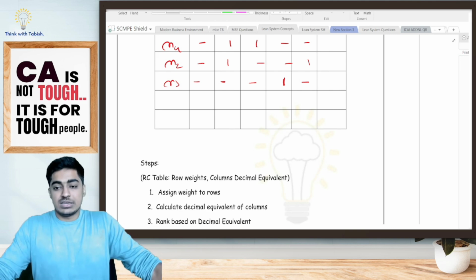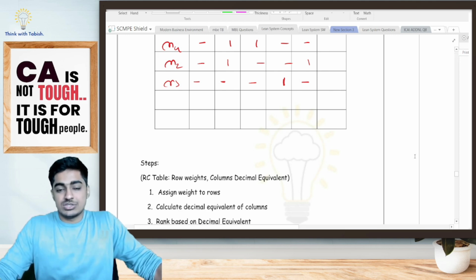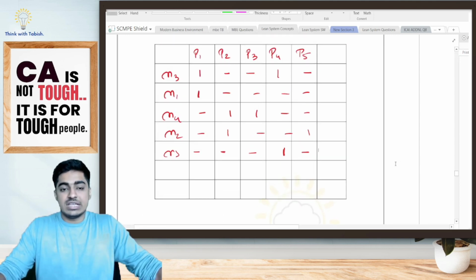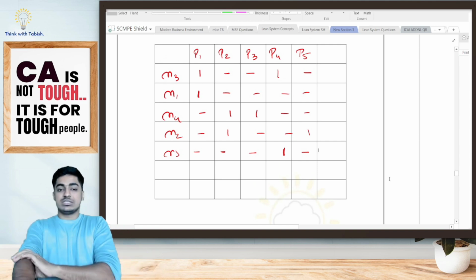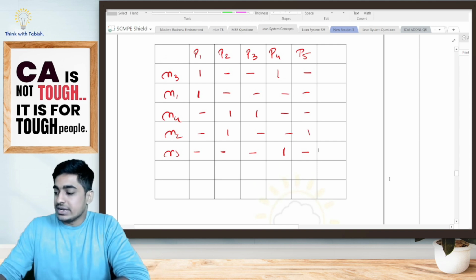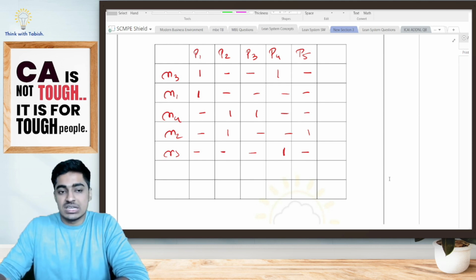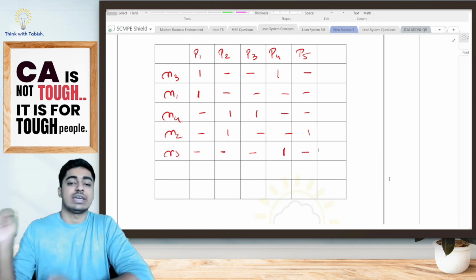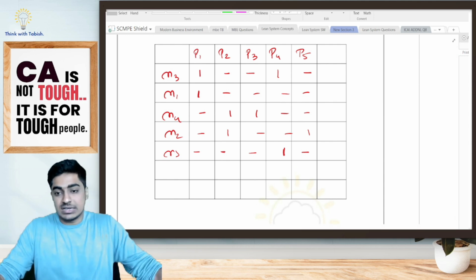Is it clear, students? Have you rearranged the rows? Yes, it is 1 dash dash 1 dash 1 dash dash 1 dash M3. Next we have M1 1 dash dash dash dash. Next M4 dash 1 1 dash dash, next we have M2 dash 1 dash dash 1, next we have M5 dash dash dash 1 dash. Is this clear, students?